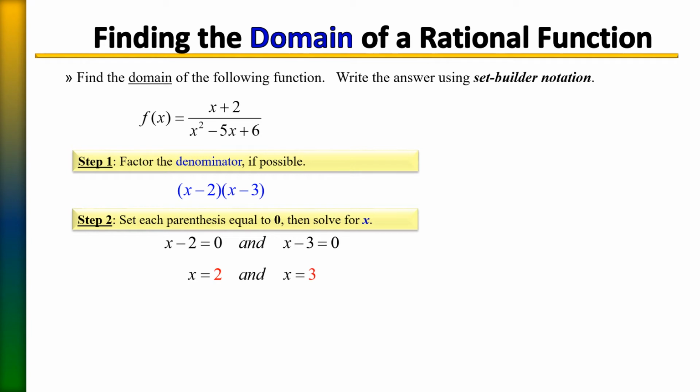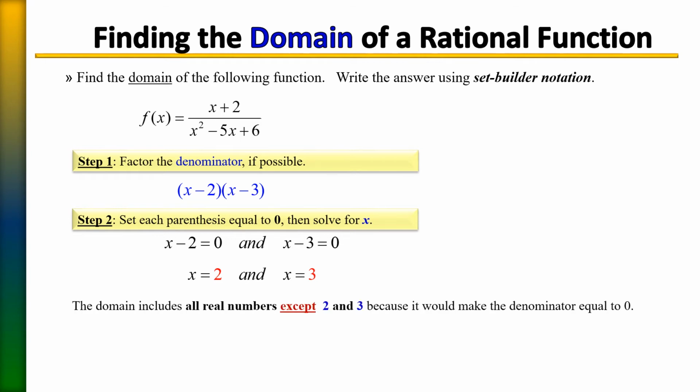So the way we would write that in interval notation form is the same as usual, except we're going to place a comma between the two numbers to indicate that those are the two numbers that I'm not allowed to have. In other words, I can plug in any real number. It just can't be 2 or 3 because 2 or 3 would make this function undefined. And there you have it.